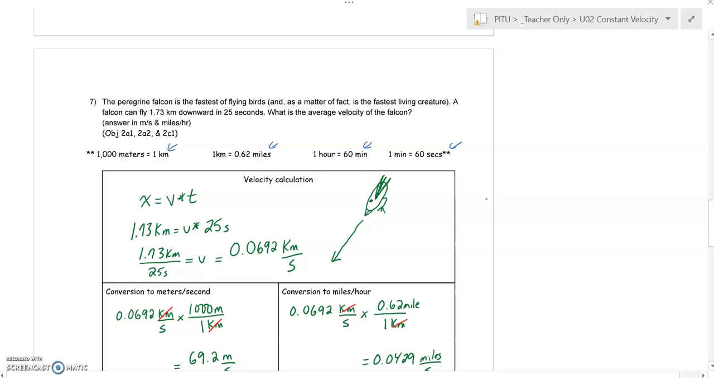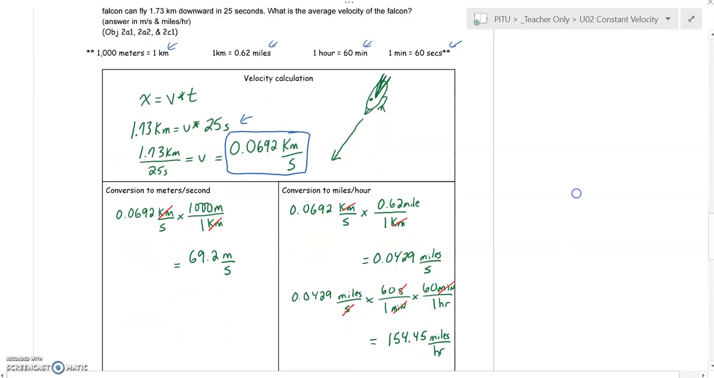In this case, the distance that the peregrine falcon has traveled is 1.73 kilometers. It equals the velocity times the time. Well, it can travel 1.73 kilometers in 25 seconds. This is the equation that we set up right here. And we solve for v, and we get that the peregrine falcon is moving 0.0692 kilometers per second, which is a weird number. Let's put this into numbers we're more familiar with.